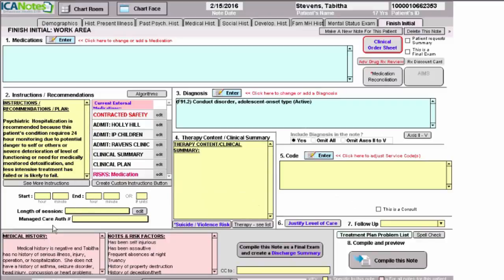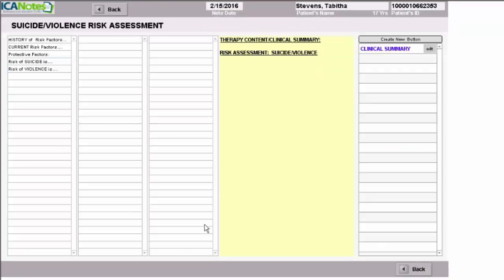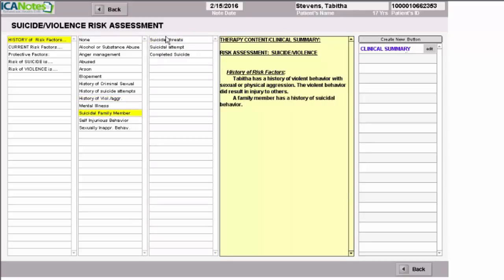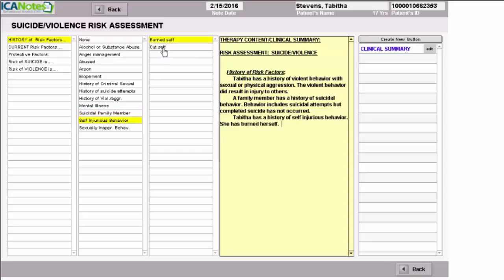We'll skip the start and end time. Medical history shows here. We have her notes and risk factors. We do have a suicide and violence risk assessment. She's a strong candidate for this. I'm going to come over here and say history of risk factors, history of violence or aggressive behavior, which has caused injury. She's had a suicidal family member that attempted suicide. She's had some self-injurious behaviors, including cutting and burning herself.